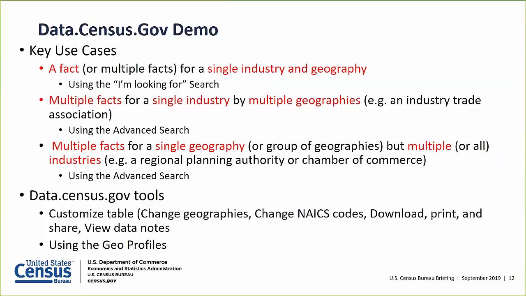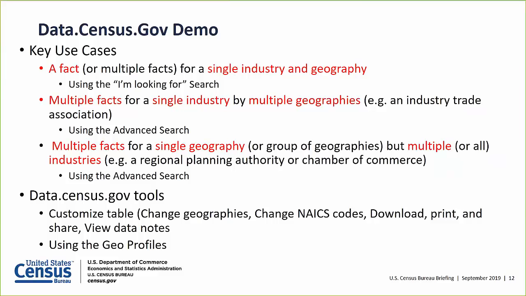And we're going to be using the main search feature in data.census.gov to answer this very simple but yet important question. The second use case I'm going to be walking through is the user is interested in looking at multiple facts for a single industry, but for multiple geographies.